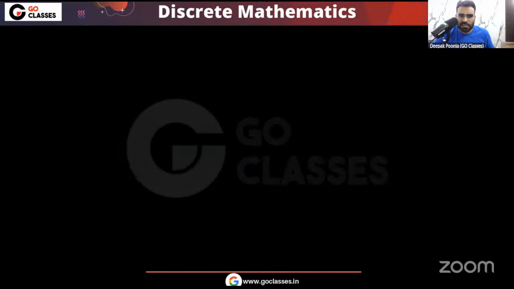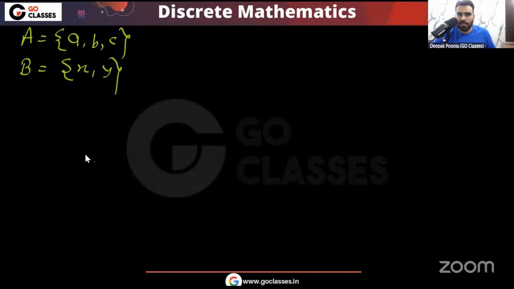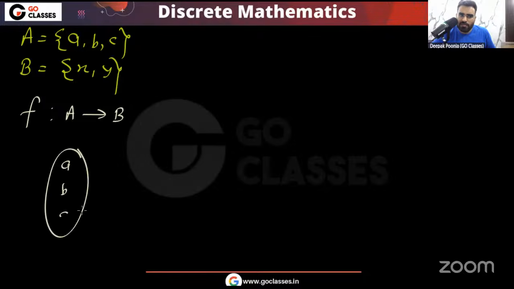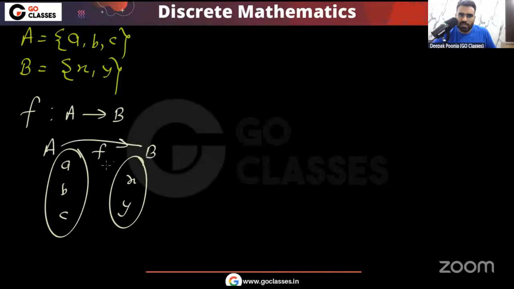Now let me take another example. Let's assume that set A has three elements, like a, b, c. And let's assume set B has only two elements, x, y. This is the example we are taking. Now you can see small f is defined from A to B. Here this A is {a, b, c}, and this B is {x, y}. From A to B we are defining this small f function.